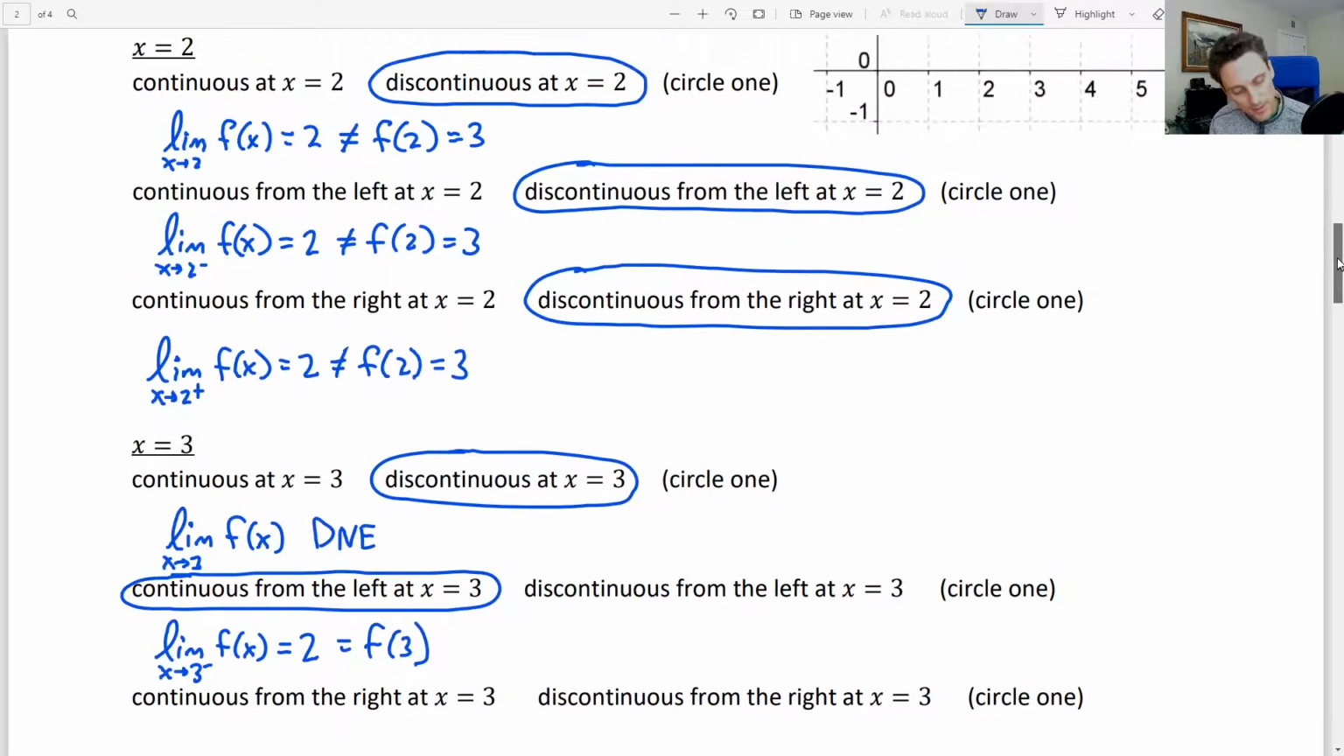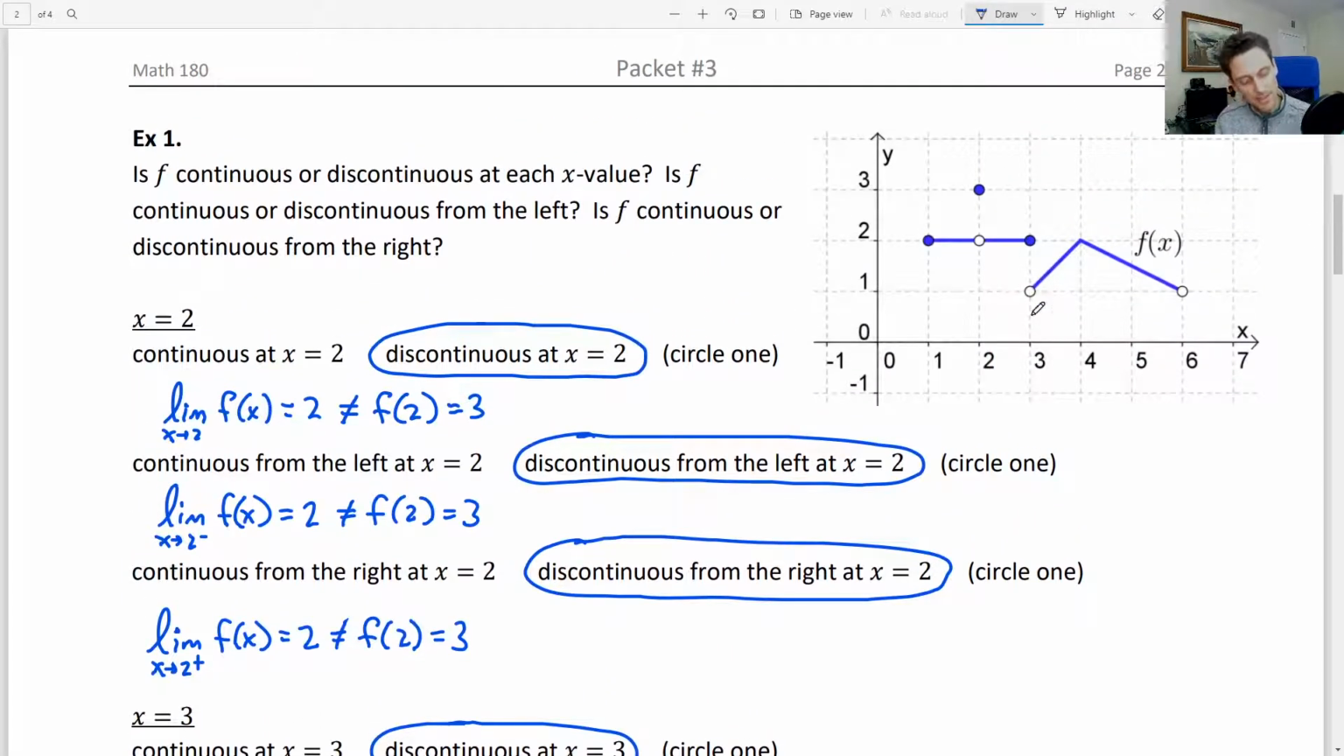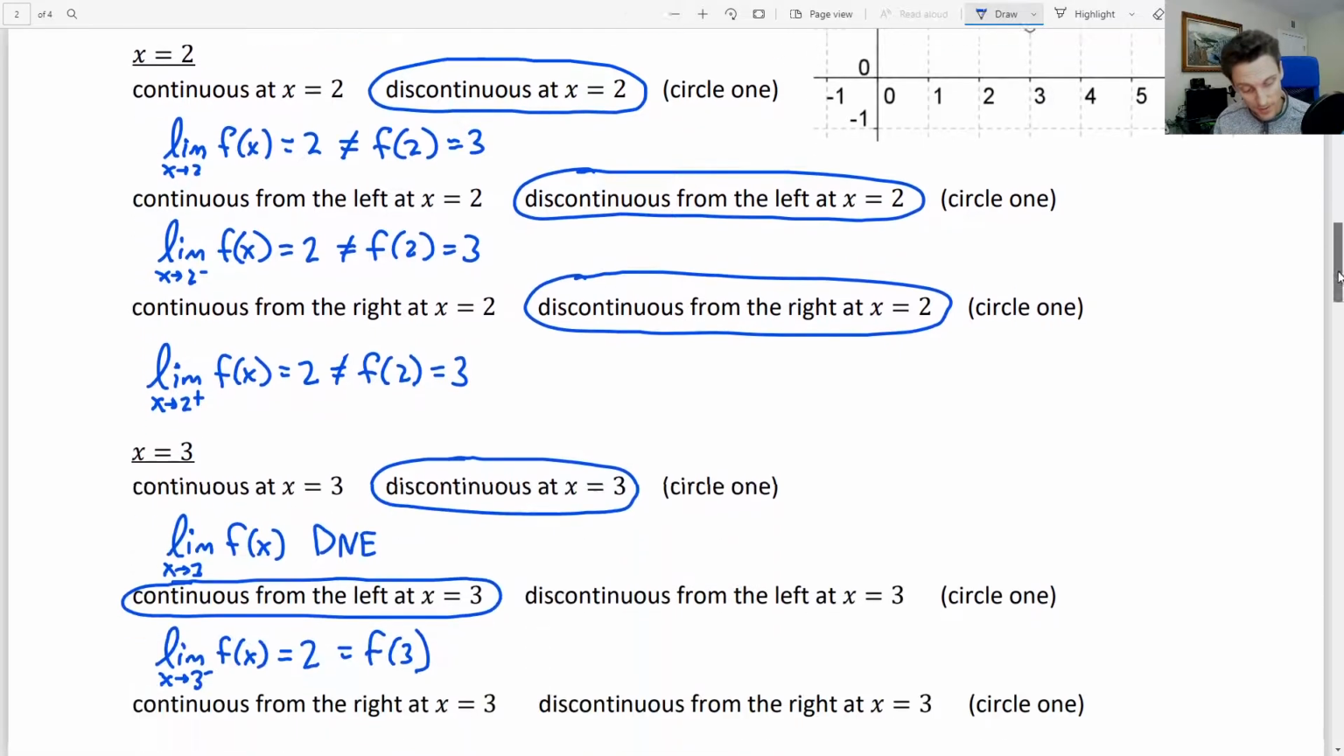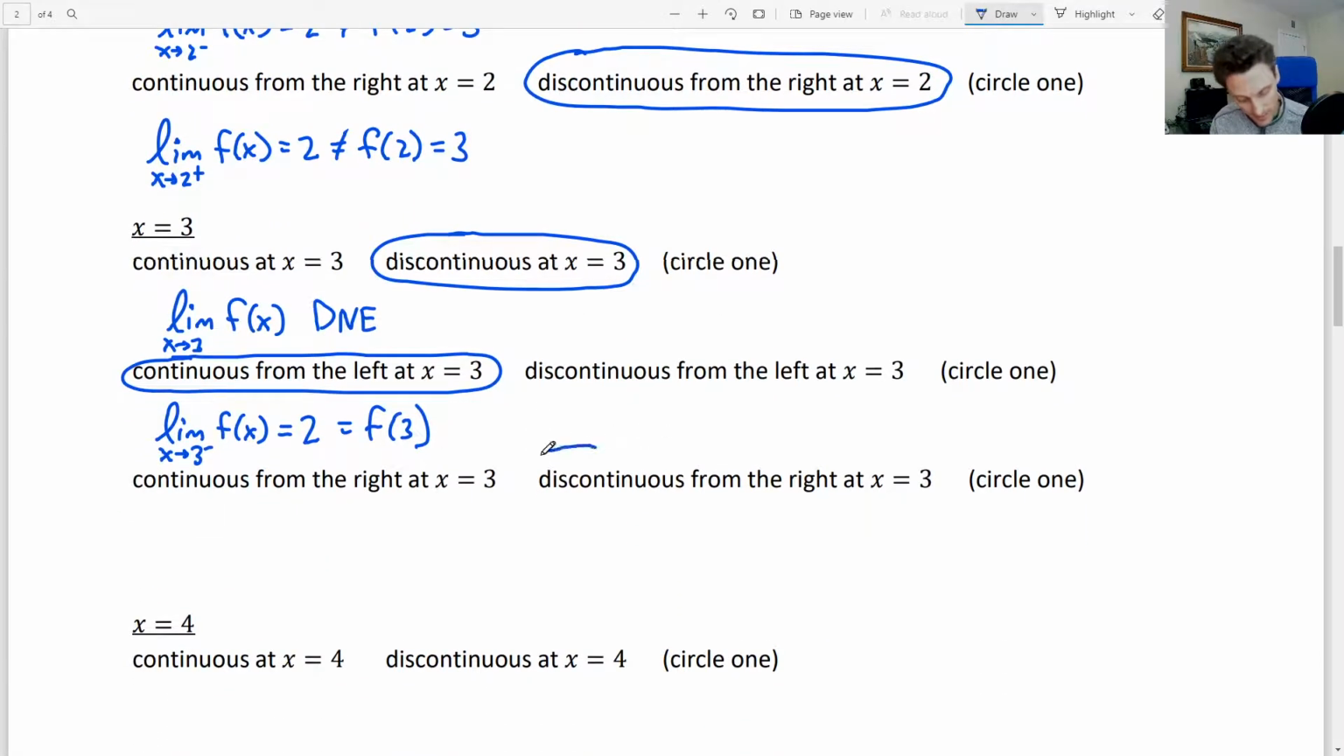What about continuous or discontinuous from the right? What would you say? If you said discontinuous, that would be correct. If you look at the limit as x approaches 3 from the right, it's going to be 1, but f of 3 is 2. So when we took the limit, it's telling us that the behavior of the graph is to get closer to 1 as x approaches 3 from the right. And that's not going to connect with the point on the graph at x equals 3, which is up here at a y value of 2. So the way we can write that out is, first off, discontinuous from the right.